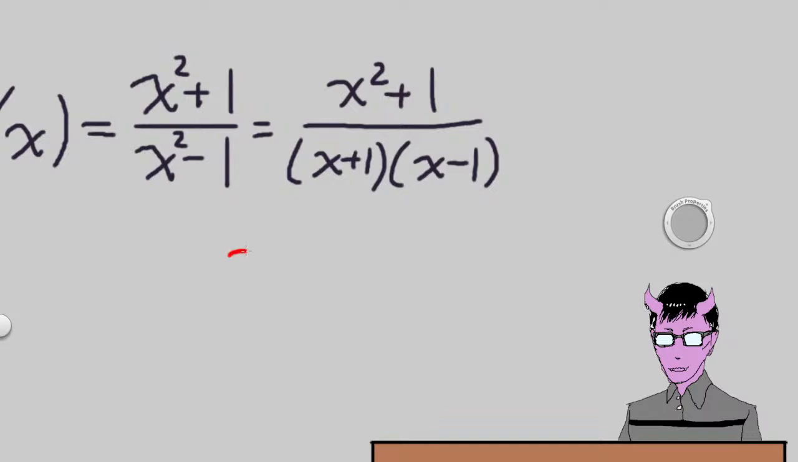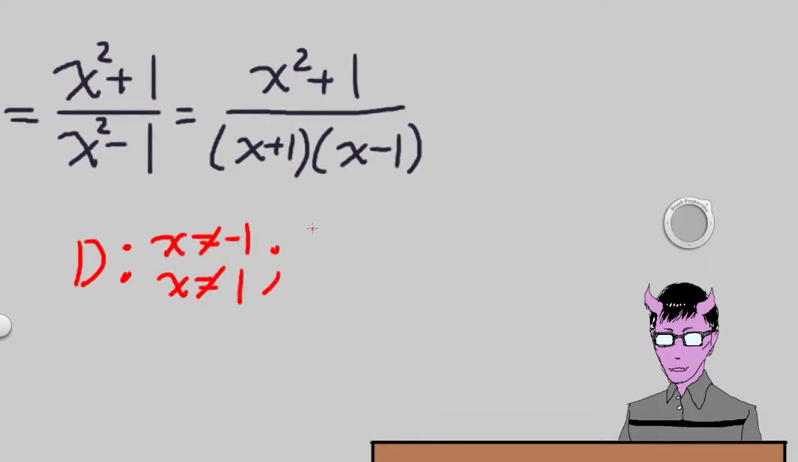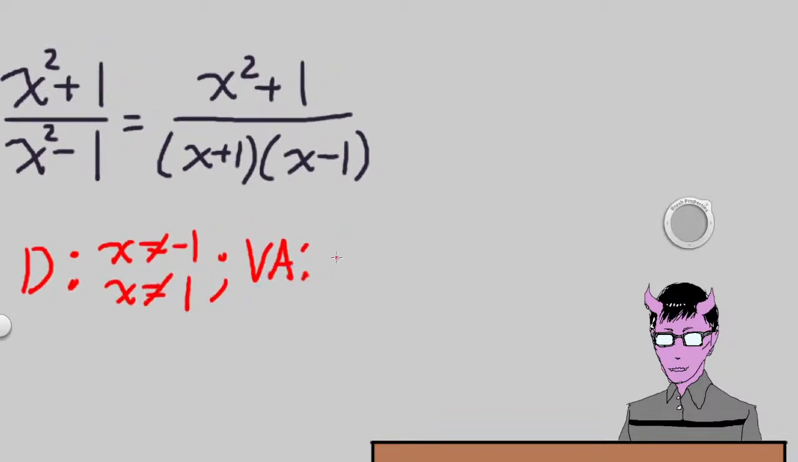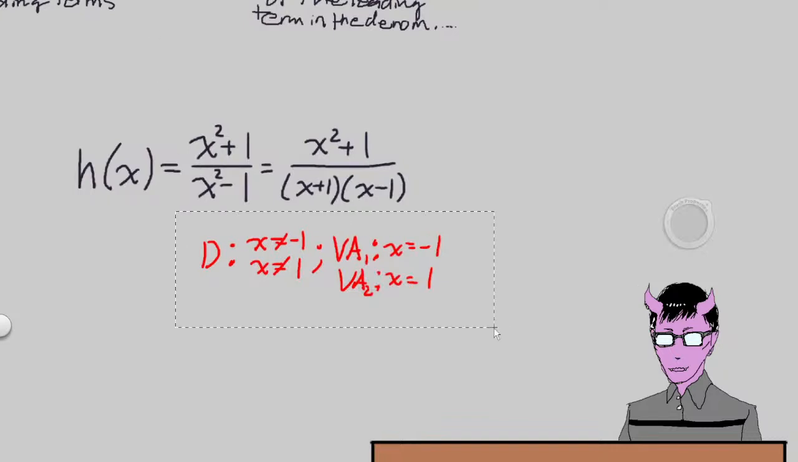So breakpoint number 1 if x is equal to negative 1. So x can't be negative 1 because you will create 0 here. Breakpoint number 2 if x is equal to positive 1. Can't be positive 1. So those are domain restrictions. Because we now know those restrictions, we can write the vertical, not horizontal, vertical asymptotes. So we have VA1, which is x is equal to negative 1. And then we have VA2, x is equal to positive 1. So done and done.